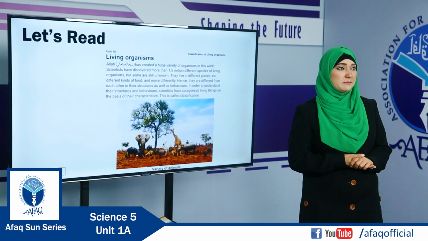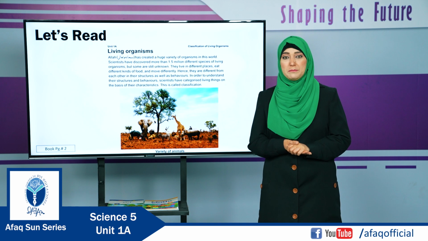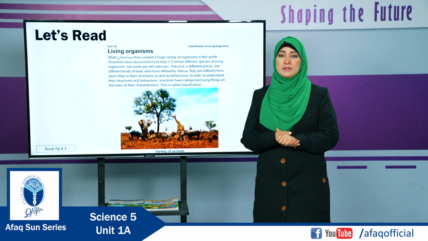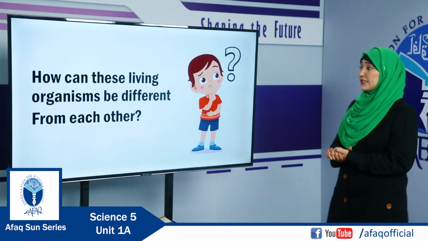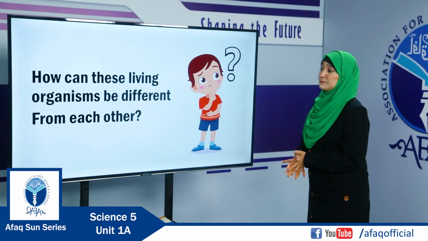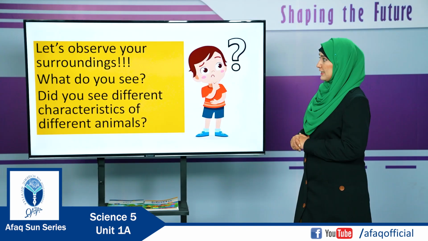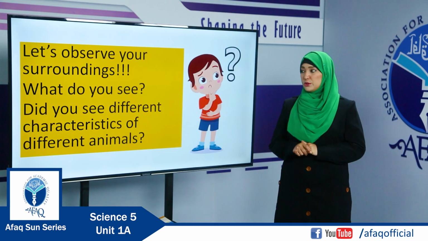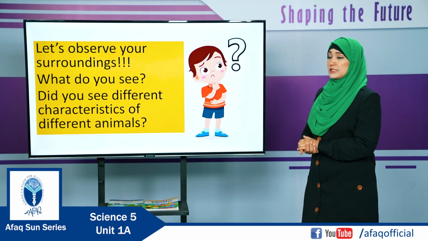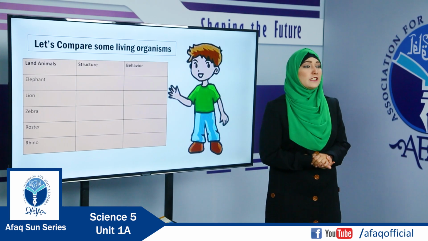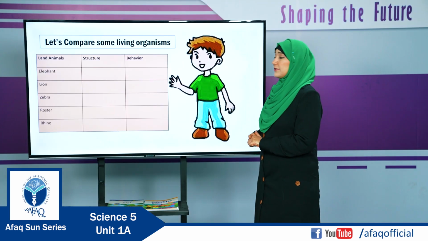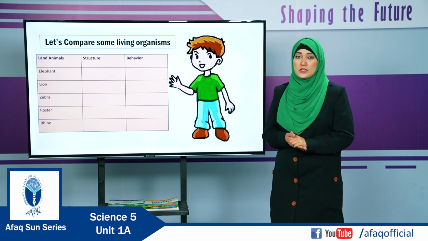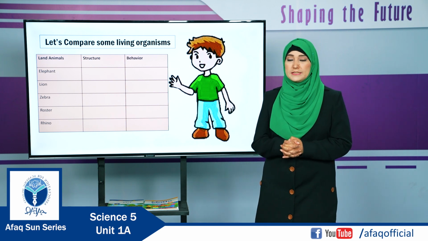These living organisms are different in structures and behaviors, so we need to group them to understand their features and behavior. Now the question is, how can these living organisms be different from each other? Let's observe your surroundings. What do you see? Did you see different characteristics of different animals? You must have seen different features and behavior of different organisms. You must have seen a long trunk of an elephant or some patterns on the body of the zebra.